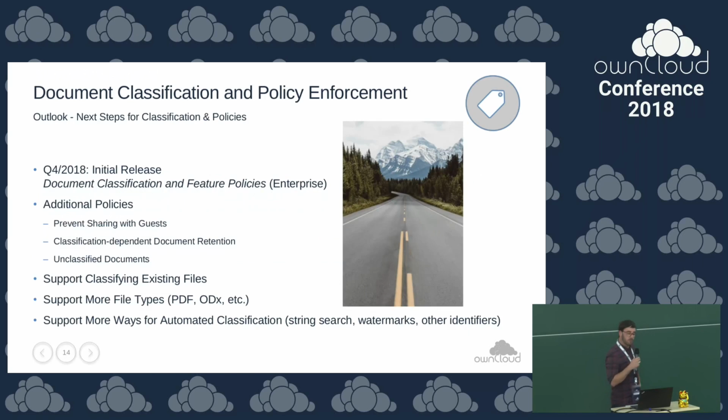So maybe a quick outlook for the future. As I said, the initial release of the document classification app that also contains the feature policies is almost done. It will happen in the next weeks as part of the ownCloud Enterprise Edition. For the future, it's very interesting to explore that field more in depth, and for example to add policies that also prevent guest sharing. Because that's obviously also a way how documents can leave the company, you want to be able to prevent that too.